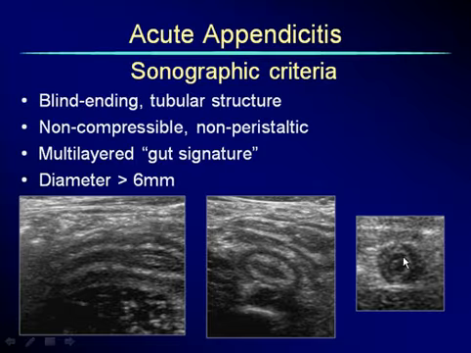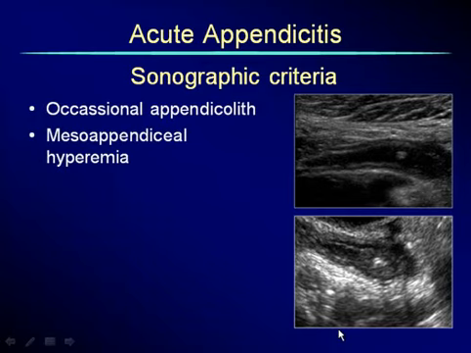Here's another appendix in cross-section, multi-layered, non-compressible, and it should measure over 6 millimeters to be considered abnormal. Occasionally we will see an appendicolith. So here's our blind-ending tubular structure. It has some fluid in the middle, and then we have a small bright reflector, an appendicolith. Here's another one. If you look carefully, there's the appendicolith with the faint acoustical shadow.